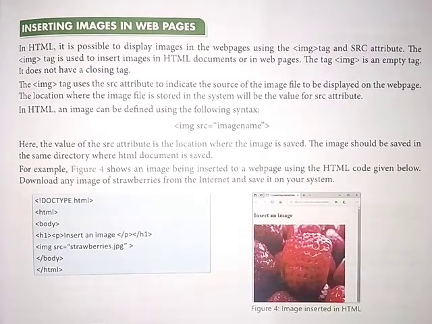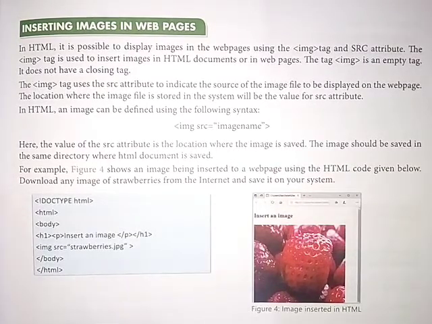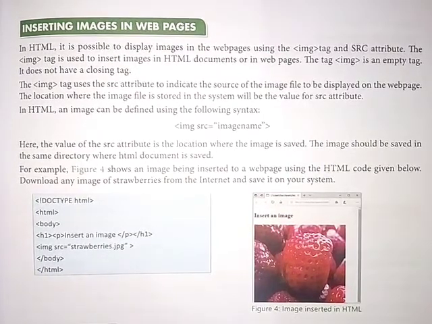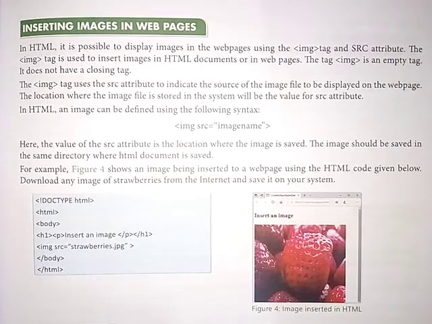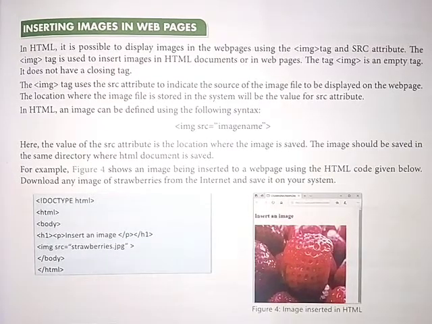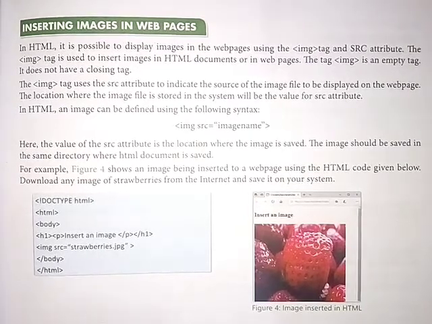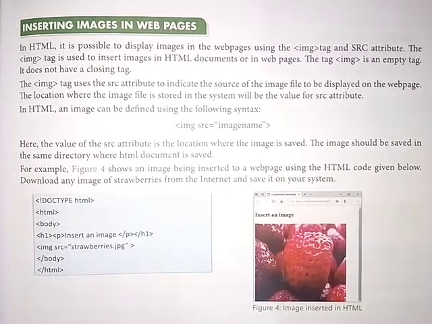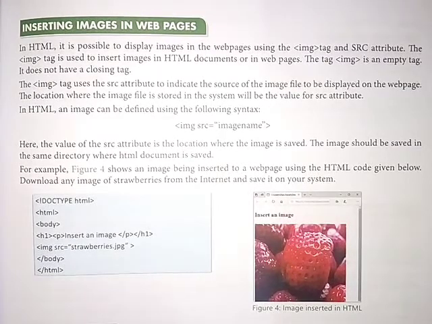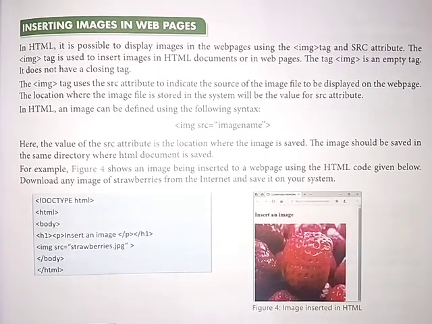The img tag uses the src attribute to indicate the source of the image file to be displayed on the web page. The location where the image file is stored in the system will be the value for the src attribute. In HTML, an image can be defined using the following syntax. img src is equal to image name. Here, the value of the src attribute is the location where the image is saved.